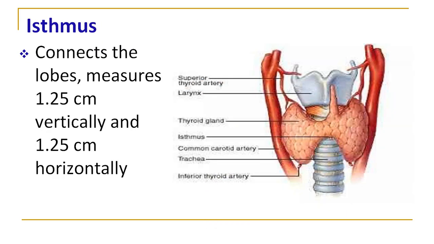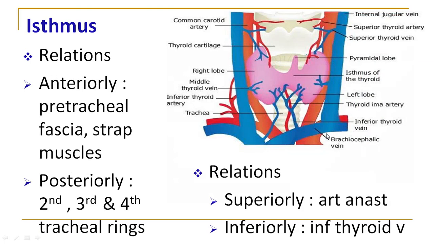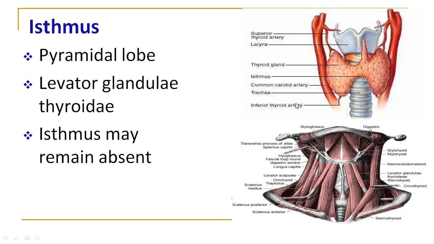Coming to the isthmus, a bridge of tissue which connects the two lateral lobes across the midline. It measures approximately 1.25 cm horizontally and 1.25 cm vertically also. Anteriorly, it is related to the pretracheal fascia and the infrahyoid group of muscles. Posteriorly, it is related to the second, third and fourth tracheal rings. Superiorly, it is related to the anterior branches of the superior thyroid artery. Inferiorly, it is related to the anterior branches of the inferior thyroid artery. Also, the beginning of the inferior thyroid veins will be there at the inferior border.